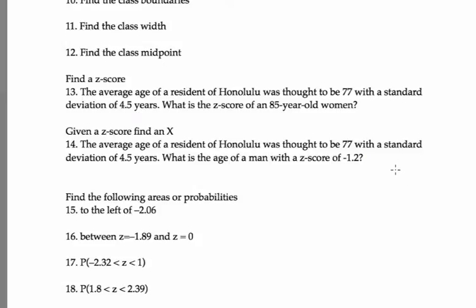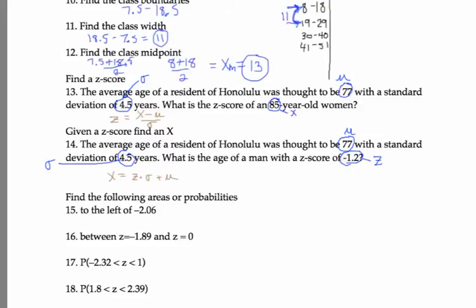Let's look at 13 and 14 together. The average age of a resident of Honolulu is 77, so that's our mean. Same thing in 14, with a standard deviation of 4.5, so that's our standard deviation. What is the z-score of an 85-year-old woman? So we're looking for the z-score, so that 85 is our data value. Down here, we have the z-score, and we're looking for a data value.